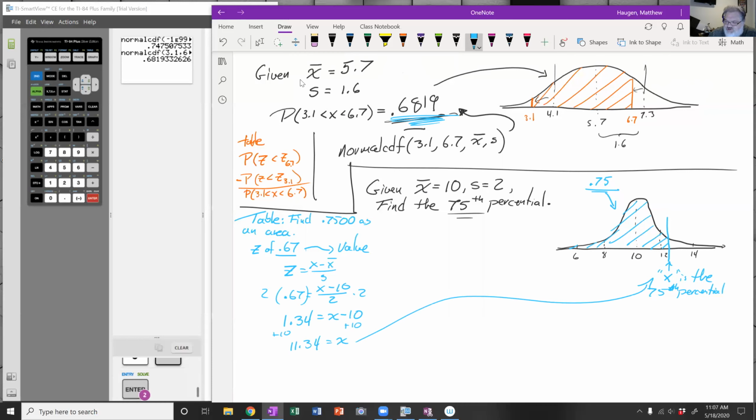So if our average is 10 and our standard deviation is 2, well, let me change that. A value of 11.34 makes the 75th percentile.